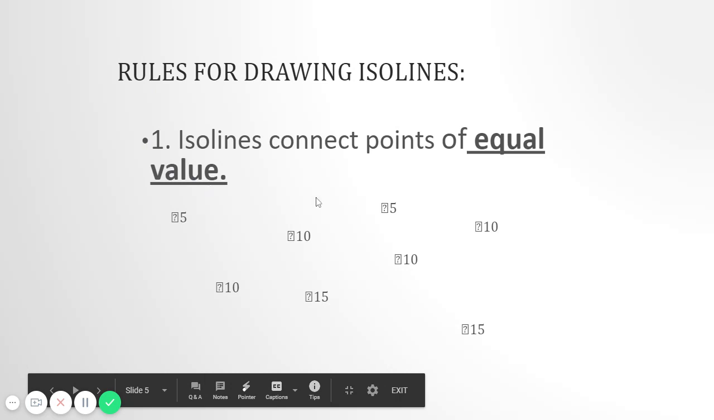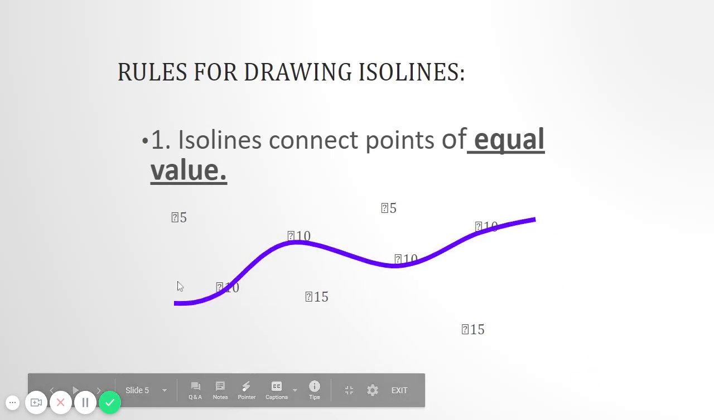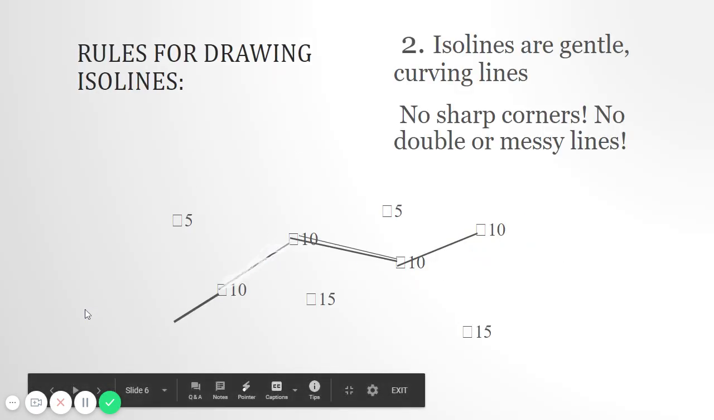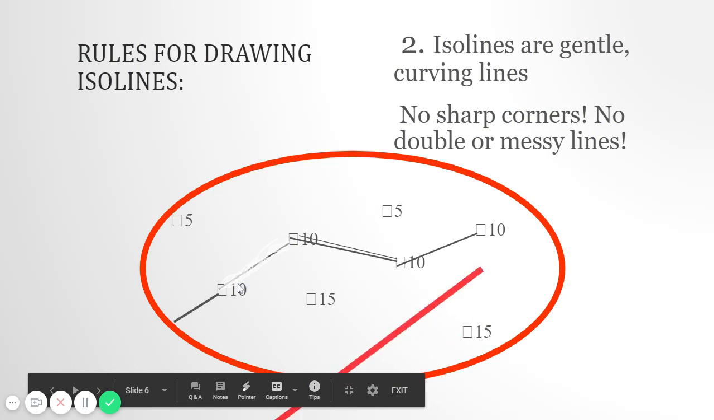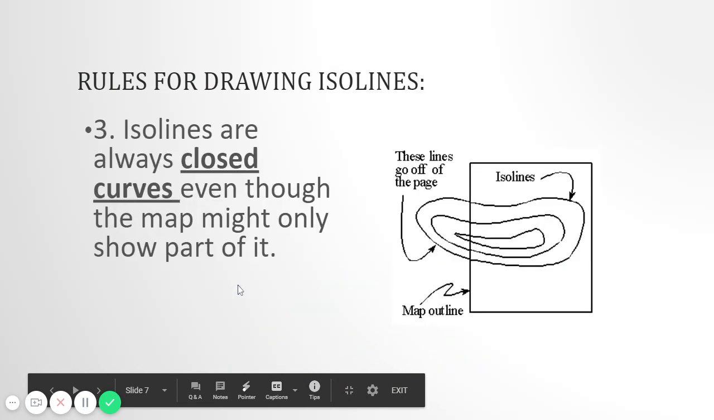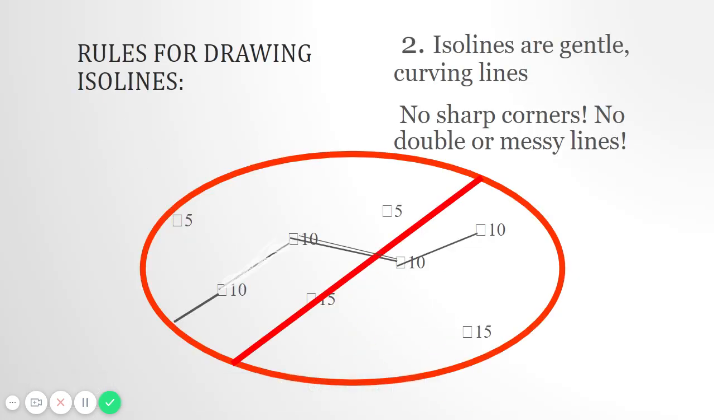Rule number 1, this is sort of the definition of an isoline, but it connects points of equal value. So if I wanted to draw in an isoline connecting in the values of 10, I would connect all of the number 10s. Pretty straightforward. Rule 2 is isolines are gentle curving lines. That means no sharp corners, no double or messy lines. So this example is done poorly, right? We don't want this. We want nice, smooth curves, just like we had in the previous slide.